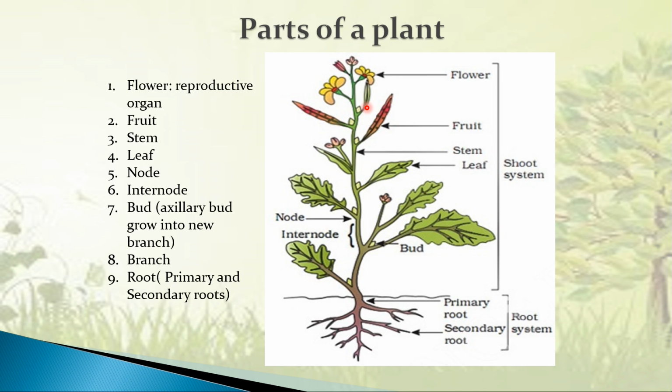The main function of the root is to hold the plant firmly in the soil. It absorbs water and minerals from the soil. The function of the stem is to help the plant stand straight. The leaf is called the food factory of the plant because it prepares food for the plant. Flowers are the reproductive part of the plant. They produce fruits and seeds, and fruit bears seeds.